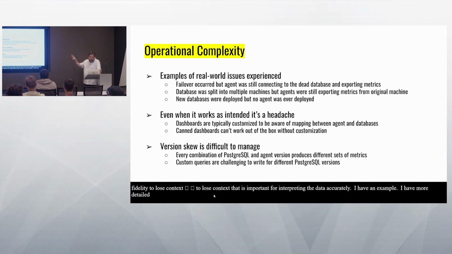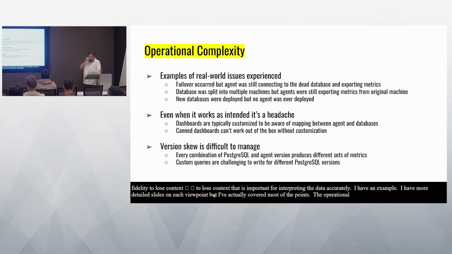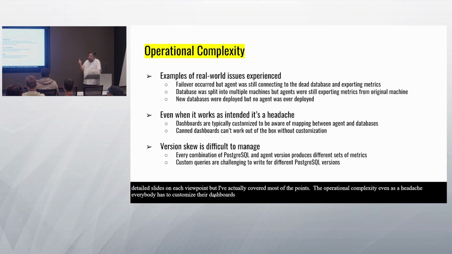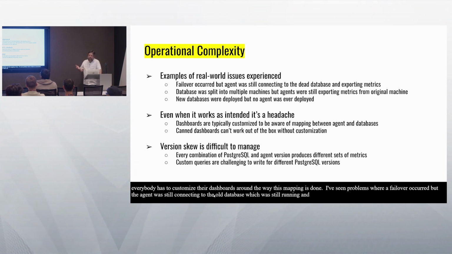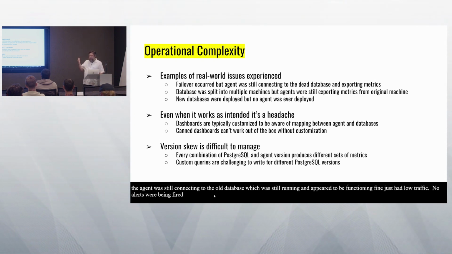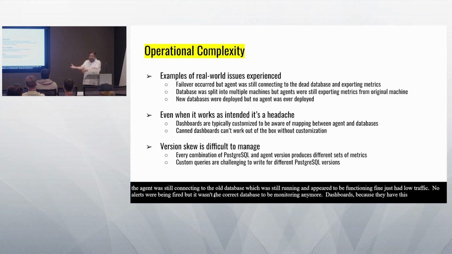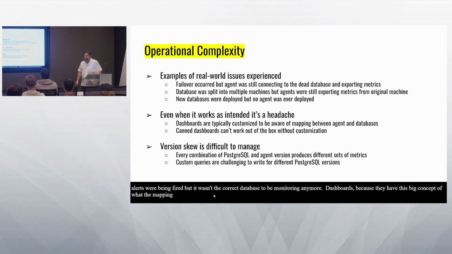So the operational complexity, as I said, even when it's working as intended, it's a headache. Everyone has to customize their dashboards around the way this mapping is done. I've seen problems where a failover occurred, but the agent was still connecting to the old database, which was still running and appeared to be functioning fine and just had low traffic. So no alerts were being fired, but it wasn't the correct database to be monitoring anymore. And the dashboards, because they have this baked-in concept of what the mapping was, were claiming this was the primary database that was being used.